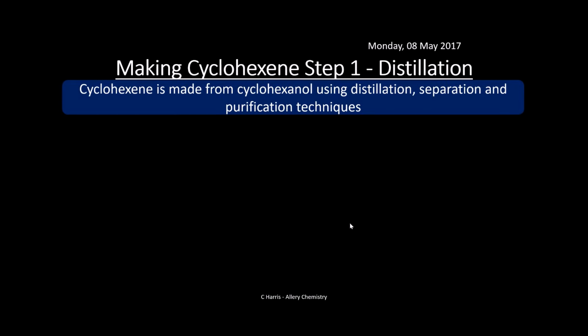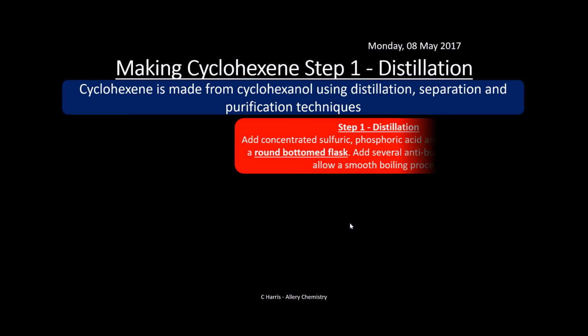Okay, you need to know this very specific reaction for AQA. So this is making cyclohexene, okay? There's a lot of steps here. Now, obviously, you need to know these practical techniques and why we do them and what we use. There's quite a bit of detail in this one, and very practical based. So the first step we have to do when we're making cyclohexene is we're going to use distillation, okay? So we're making cyclohexene from cyclohexanol, so this is a type of alcohol. We're going to use distillation, separation, and purification techniques.